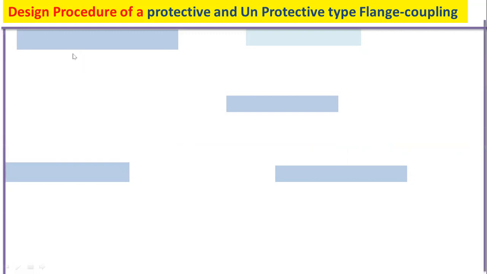Here there are 5 steps for design of protected type and unprotected type of flange coupling. In the first step, you have to design a suitable size of the solid shaft.